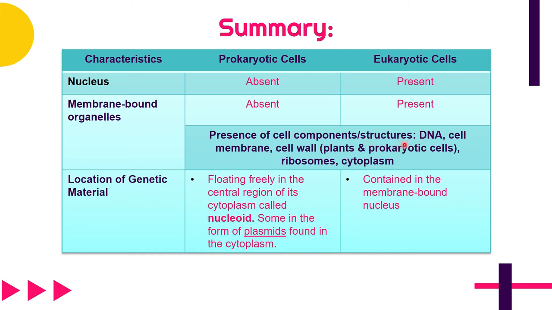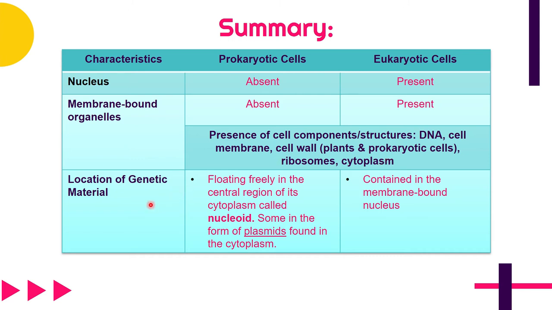So for example, we have the DNA. We also have the cell membrane, present in both prokaryotic and eukaryotic cells. We also have the cell wall, but the cell wall is not present in animal cells, only in plants and prokaryotic cells. But they differ in the composition of the cell wall. For plants, the cell wall is made up of cellulose, while for prokaryotic cells, it is made up of peptidoglycan. Also, both prokaryotic cells and eukaryotic cells have ribosomes and cytoplasm.